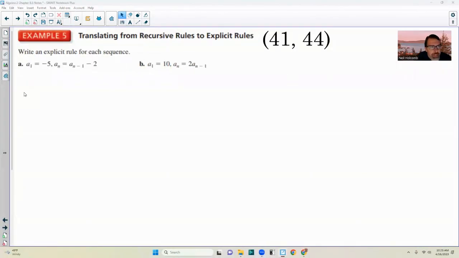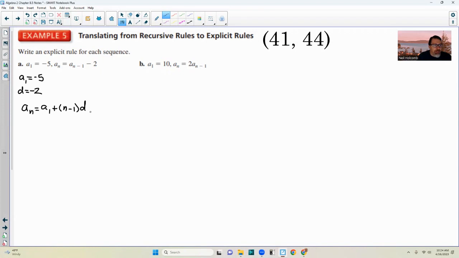Okay, here's example 5, translating from a recursive rule to an explicit rule when they give you a first term and the rule. So what I'm going to do is say, okay, well, a sub 1 in this case is -5. And this -2 right here is our common difference, d, and that's -2. So I know my first term, a sub 1, and I know d. So then I write my rule. So a sub n equals the first term, a sub 1 plus the number of terms -1 times the common difference. Okay, so there's our rule.